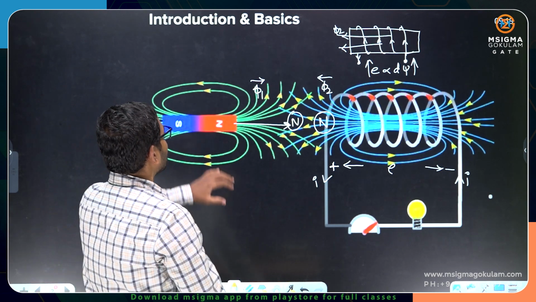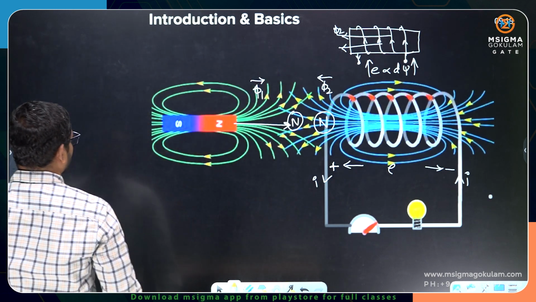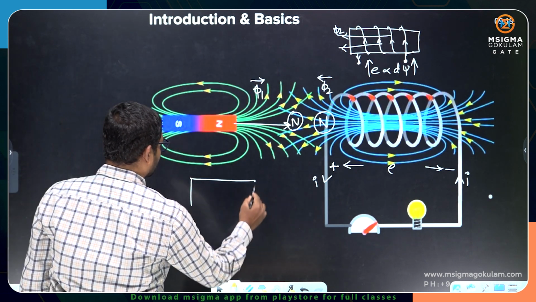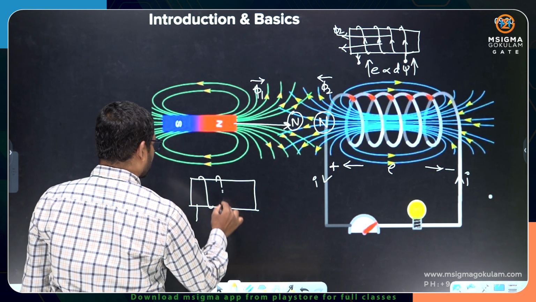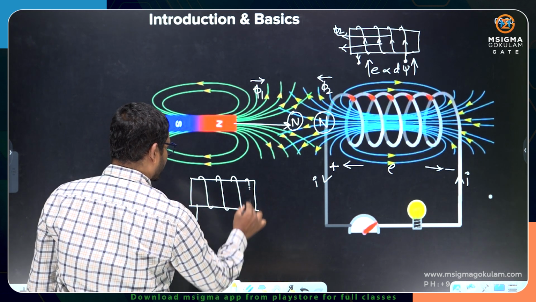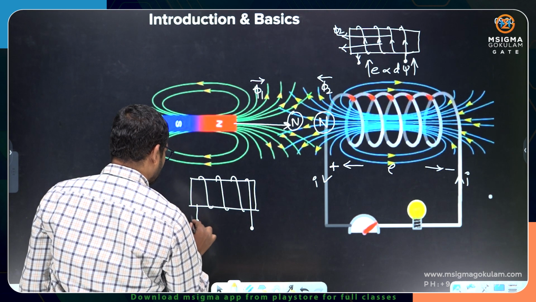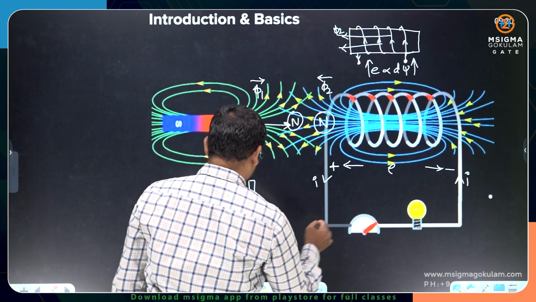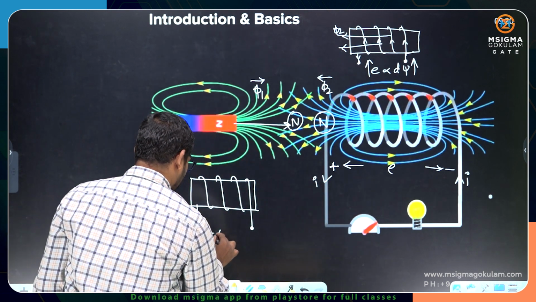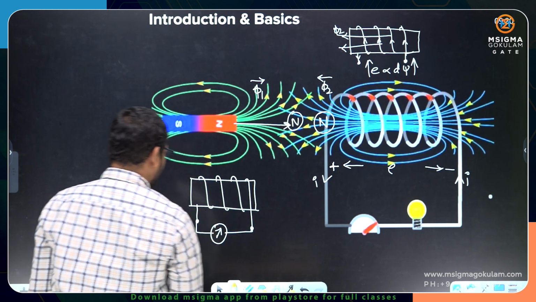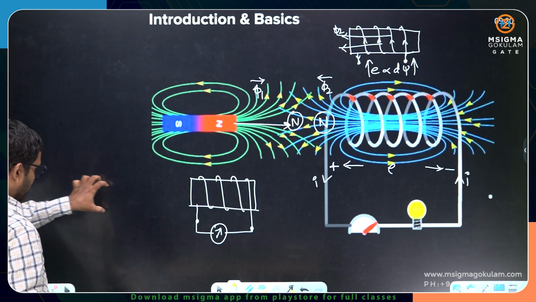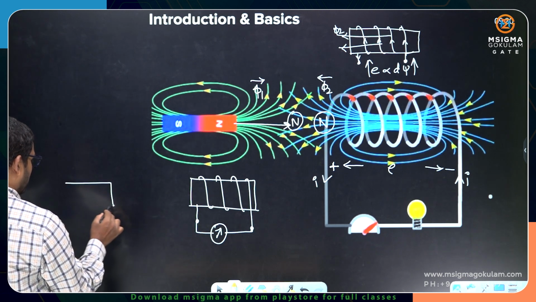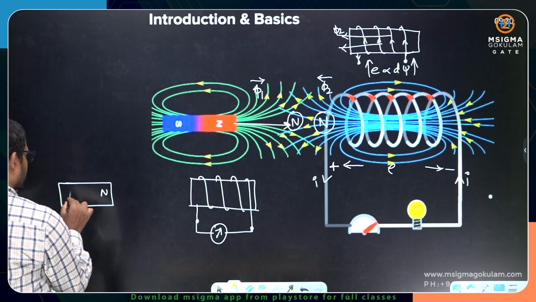Now let us see, if I move the bar magnet away from the coil, if I take up the coil here like this, of course, there is a connection, maybe a galvanometer or otherwise a bulb. I am just showing a galvanometer. Now I am moving the bar magnet away from the coil. If I move the bar magnet away from the coil, what is going to happen here?